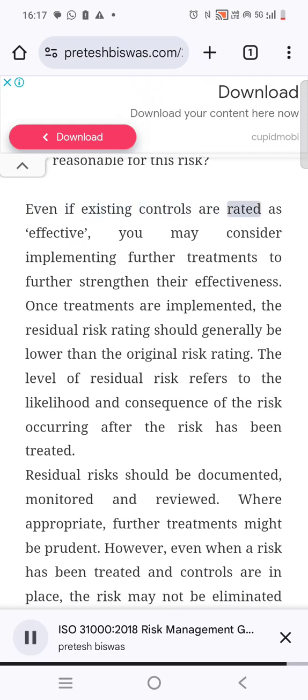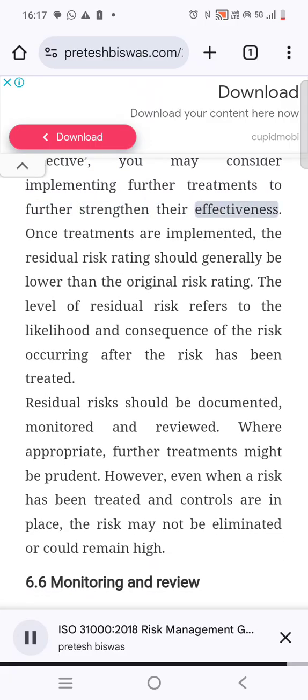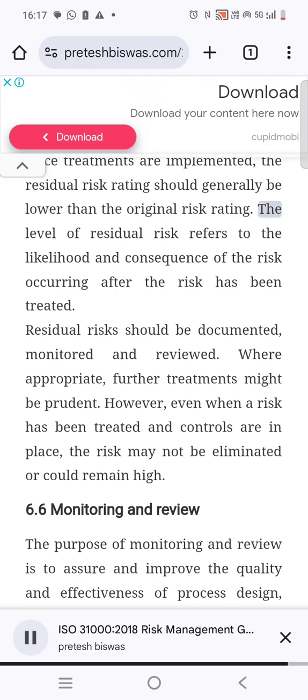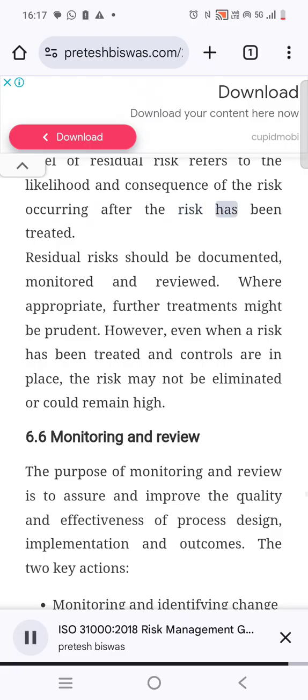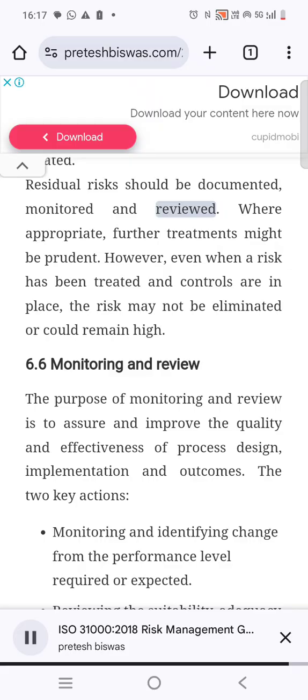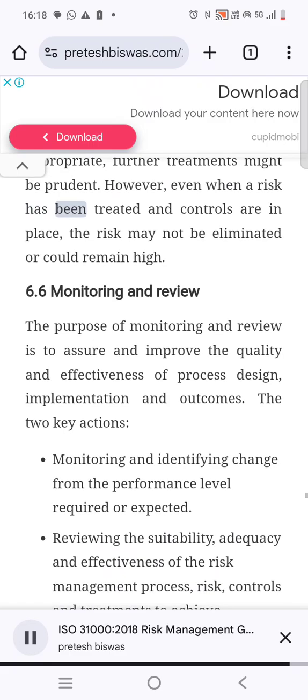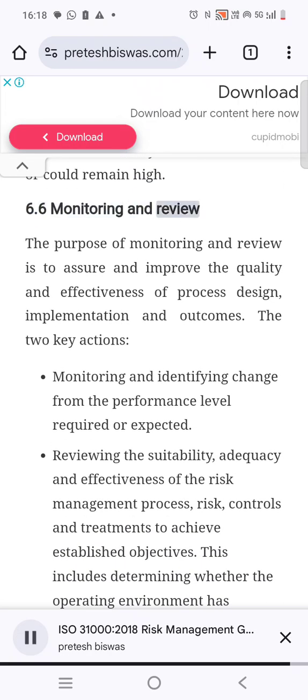Even if existing controls are rated as effective, you may consider implementing further treatments to further strengthen their effectiveness. Once treatments are implemented, the residual risk rating should generally be lower than the original risk rating. The level of residual risk refers to the likelihood and consequence of the risk occurring after the risk has been treated. Residual risks should be documented, monitored, and reviewed. Where appropriate, further treatments might be prudent. However, even when a risk has been treated and controls are in place, the risk may not be eliminated or could remain high.